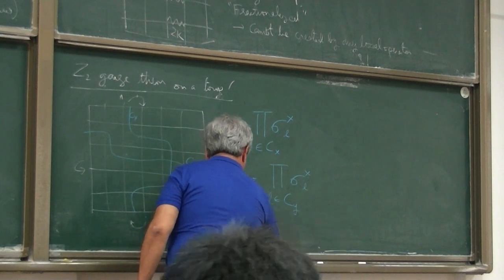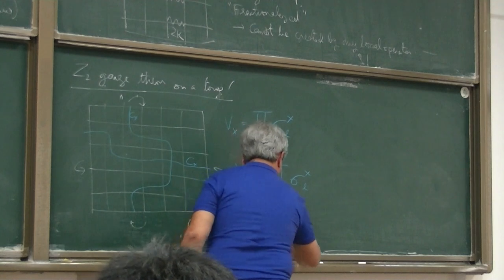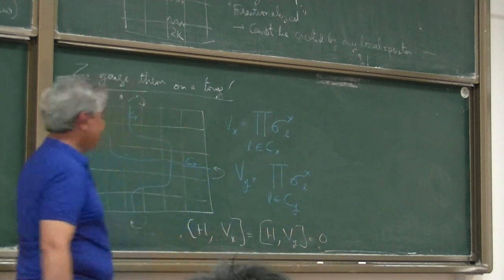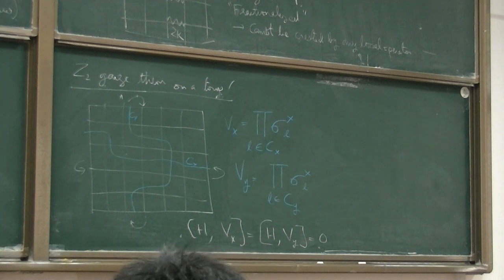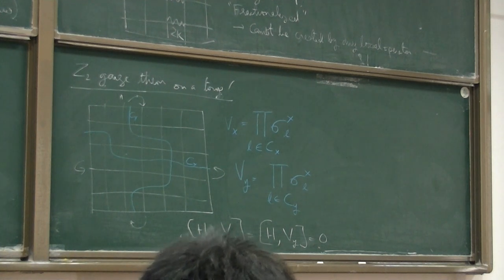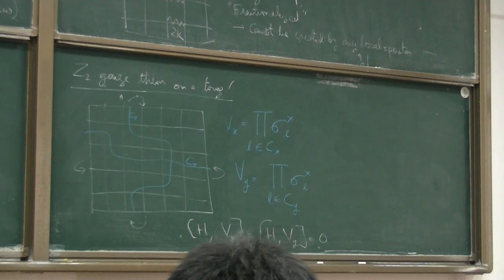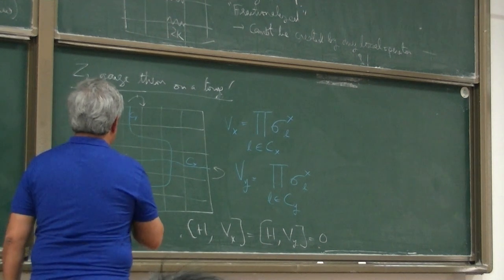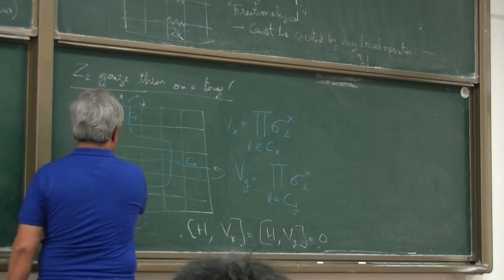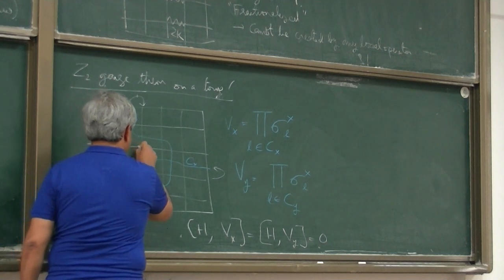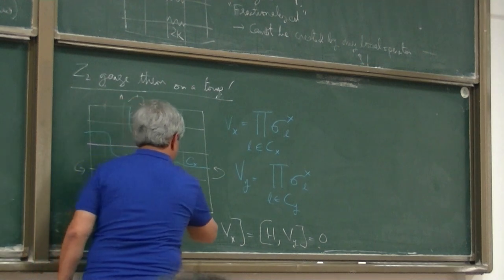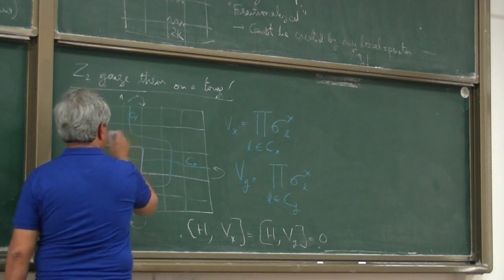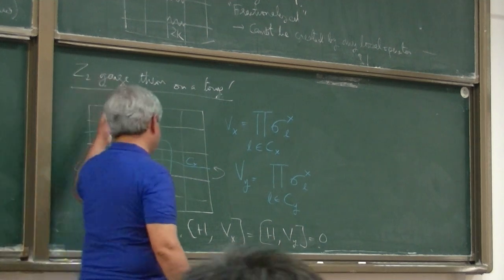H V X is equal to 0, H V Y is equal to 0. And it's also sometimes useful to define another set of operators, which are defined on the direct lattice side. Something like this, you pick a contour that goes on the direct lattice, like this, say. So this contour I'll call C X bar, and similarly for C Y.